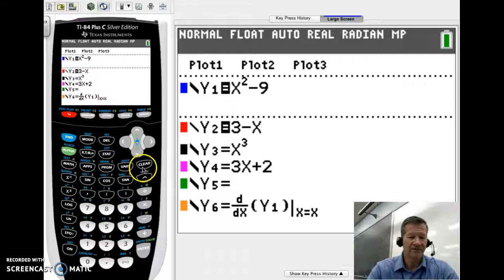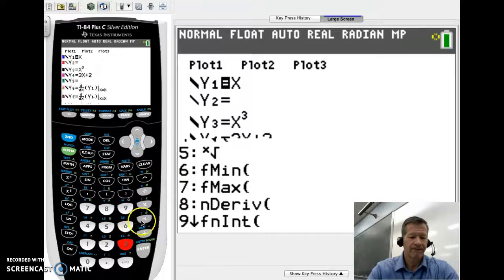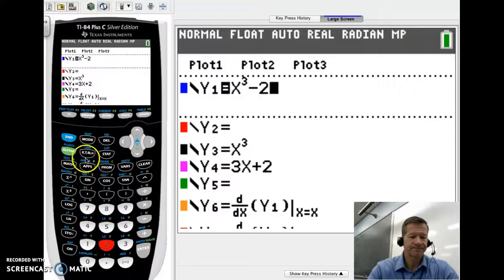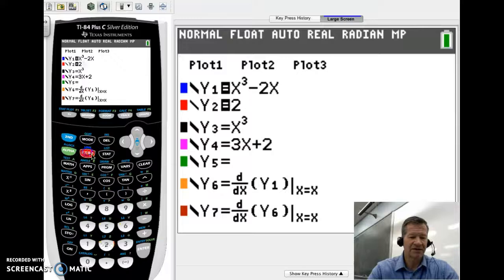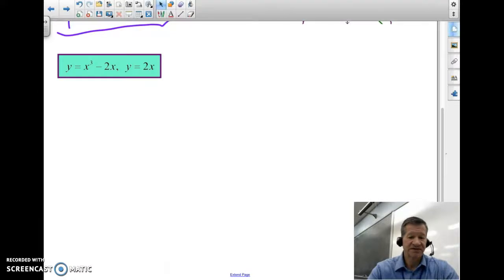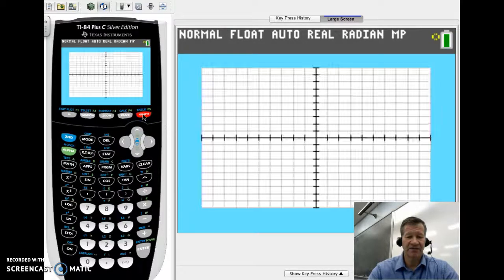Let me get rid of some of these functions I have in here. All right, so let me go x cubed minus 2x, and then I think it was 2x, wasn't it, the line? Let me just double check. Yes, it is, y equals 2x. Okay, and let's try to graph these. I'm in Zoom 6 right now. Let's see if that looks good. If it doesn't, I will adjust my window.